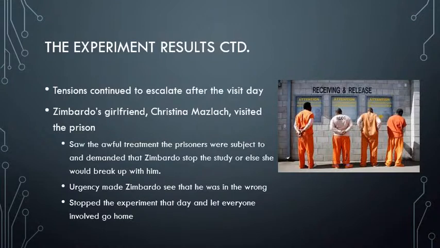Tensions continued to escalate after the visit day, until Zimbardo's girlfriend, Christina Maslach, visited the prison to see how the experiment was going, and upon seeing the awful treatment the prisoners were subjected to, she demanded that Zimbardo stop the study or she would break up with him. The sense of urgency coming from someone he loved dearly made Zimbardo see that he was in the wrong and that he had gotten too caught up in his role as warden. He stopped the experiment that day and let everyone involved go home.